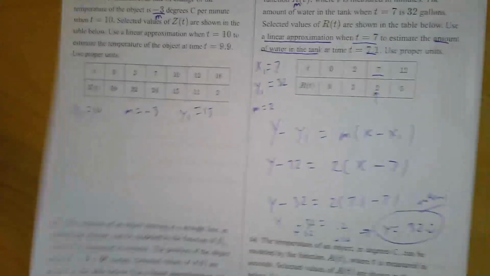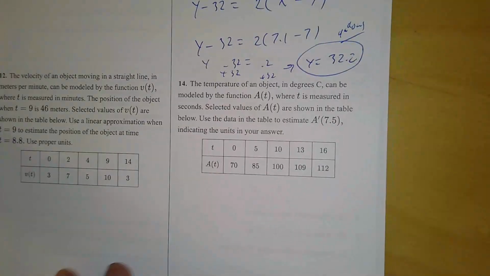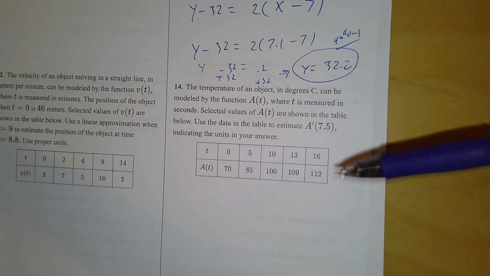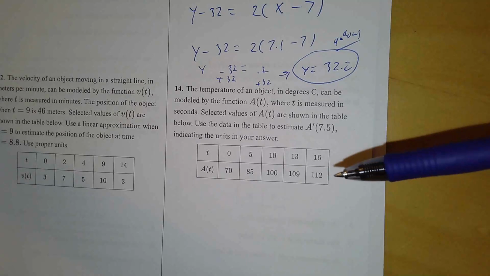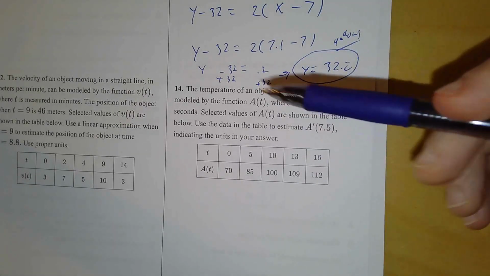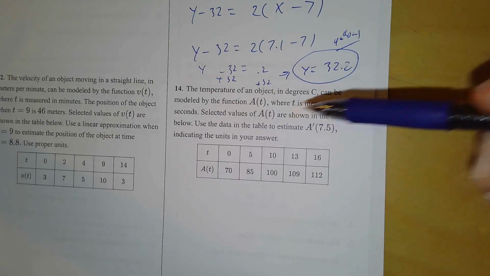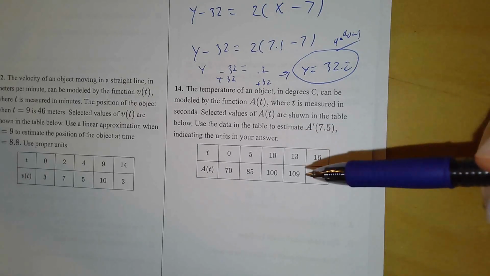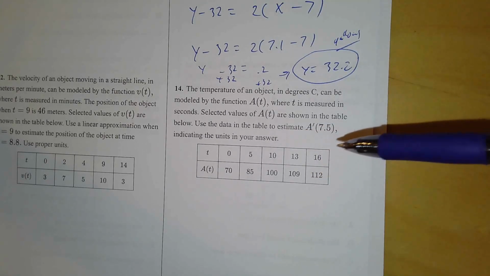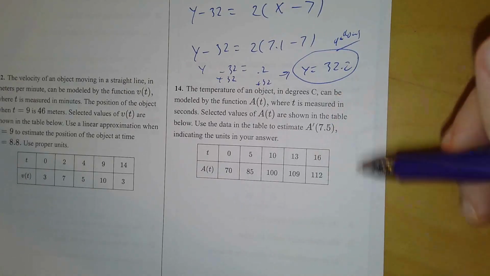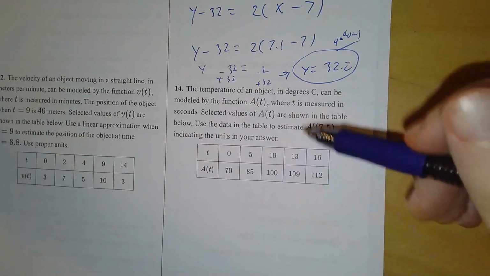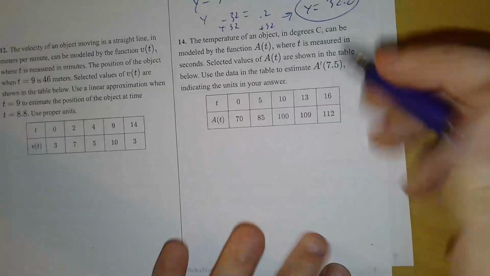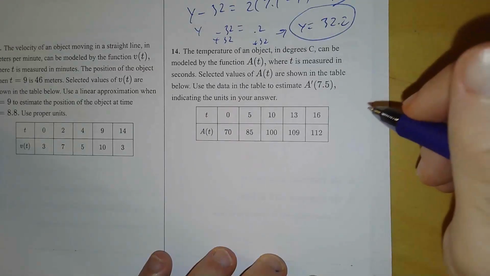One more I want to do again. This one is on the test every year. It's honestly a gimme, but you just need to know what to do when you recognize it. The temperature of an object can be given by the function of t, where t is measured in seconds. Select values of t are given in the table below. Use the table to estimate a prime of 7.5. Again, it's the slope at 7.5. Indicate the units in your answer. It's a great question, very, very common.